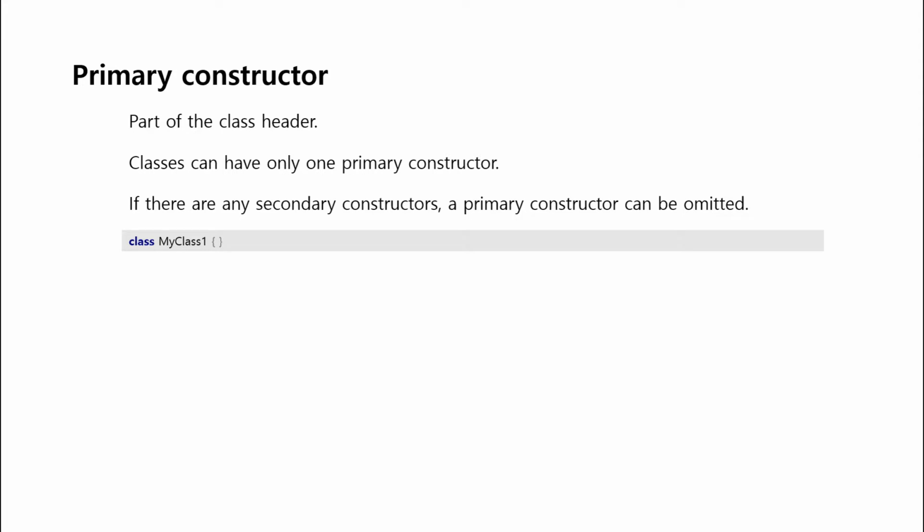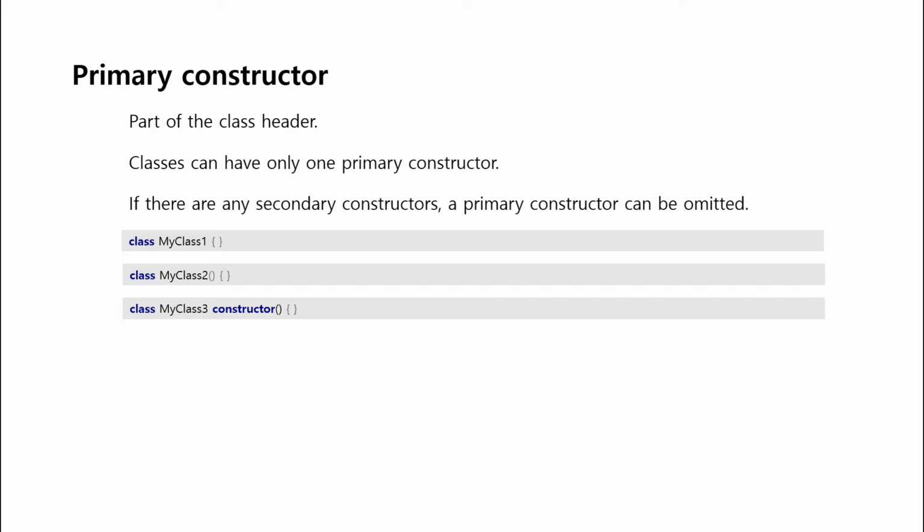As you can see in this sample code, there's no primary constructor in the class header. In this case, even though we didn't declare a primary constructor, the compiler will create a default primary constructor which doesn't have any parameters. Next, this has only braces after the class name. Even though it's very simple, it is a primary constructor, which is the same as the first one with no parameters. Let's see the next.